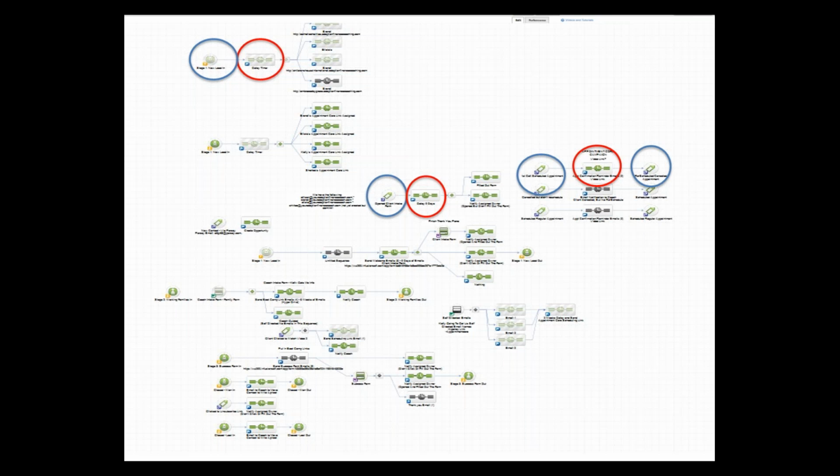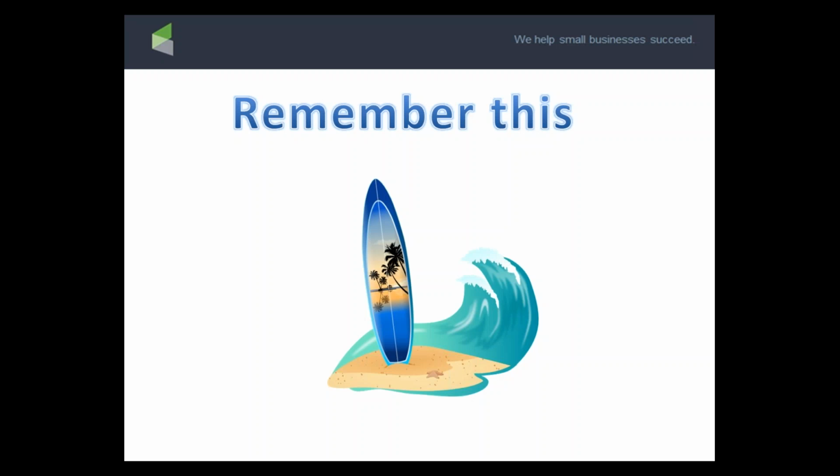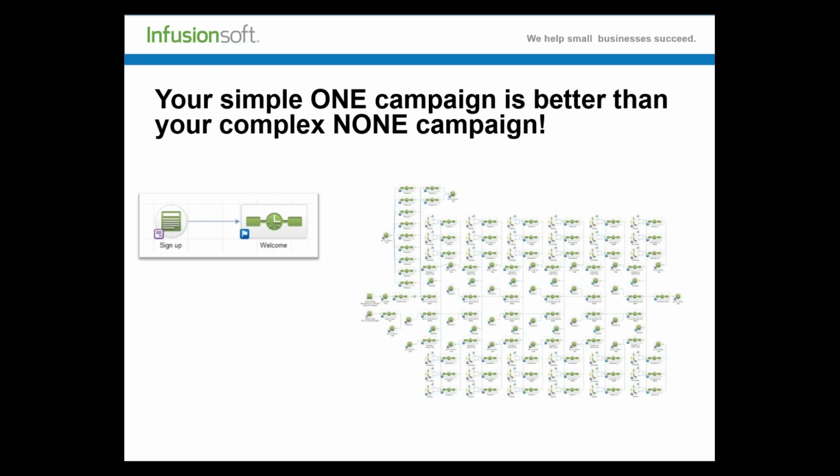And when they reach the last goal, everything else stops and they move further on down the funnel, or they're done and they're just a customer and they're meeting for coaching calls. It automatically, because of that little flag, stops everything on the left and pushes them further on down the funnel. You put them in an automated follow-up, and as soon as they do what you want them to do, it will push them further on down the funnel. This is an important thing to remember, so I hope you like my little summer theme. Your simple one campaign is better and more important than your complex none campaign.